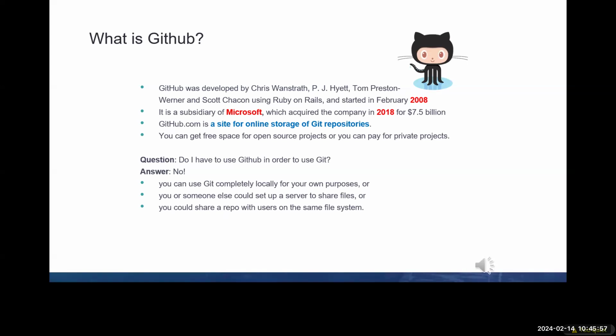The answer here is no, because Git is not GitHub. You can use Git completely locally for your own purposes, or you or someone else would set up a server to share files, or you could share a repo with users on the same file system. And in these three cases, you don't really need to download or use GitHub. You can only use Git. So Git is when you are working locally, and GitHub is when you are storing your Git repositories online on GitHub.